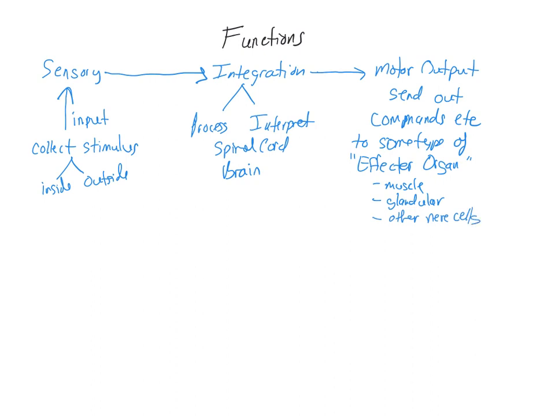Okay. Now, this looks like it's a very linear thing, but remember, motor output is then going to be picked up by sensory receptors as well. So saying what happened outside your body, where did you move in your environment, what happened inside your body. Okay, so it's really more of a looping mechanism rather than a strictly linear mechanism.